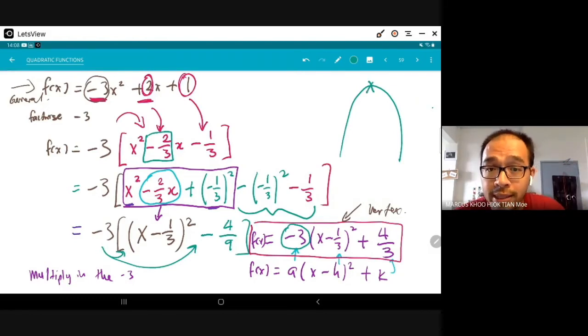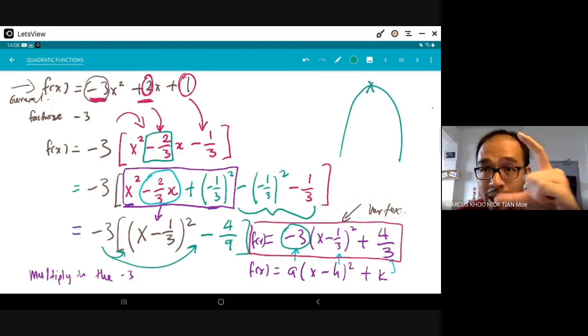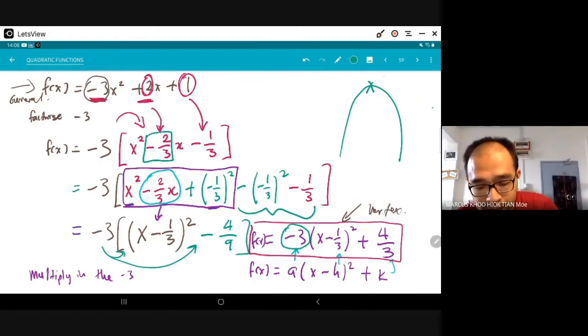What is the vertex? The vertex is koordinat x mesti berlawan, koordinat y kita kekalkan. So the coordinate x, kalau di sini adalah -1/3, koordinat x ni adalah 1/3. Simple je kan? Sebenarnya simple sahaja. And then the y coordinate, ambil je. 4/3.